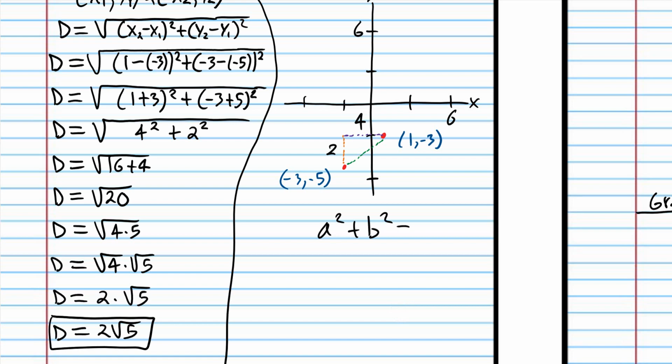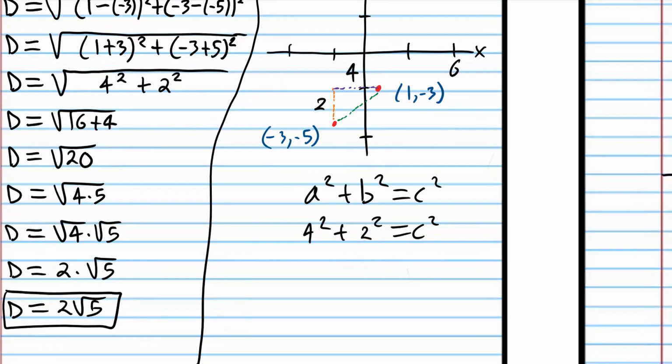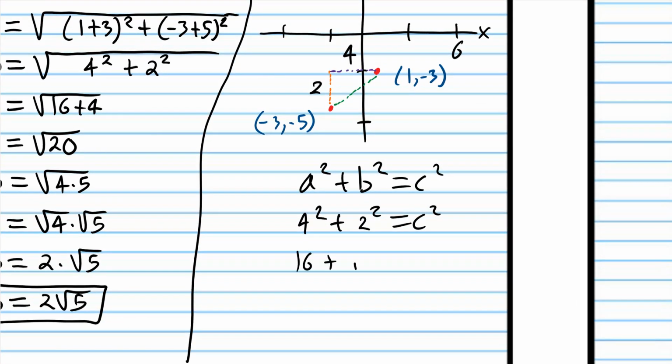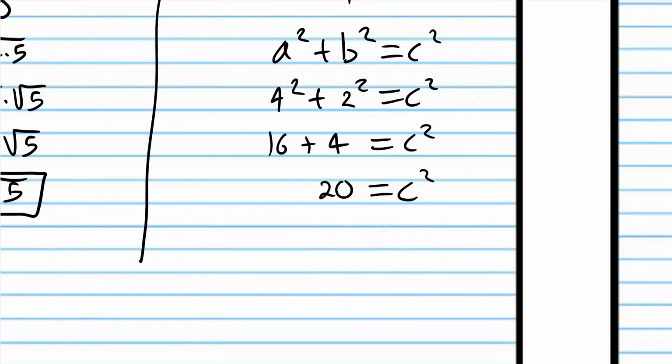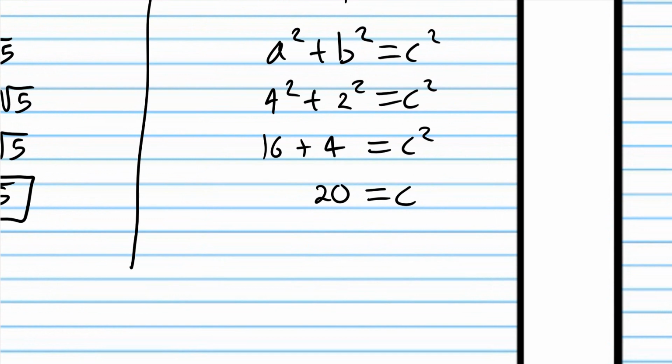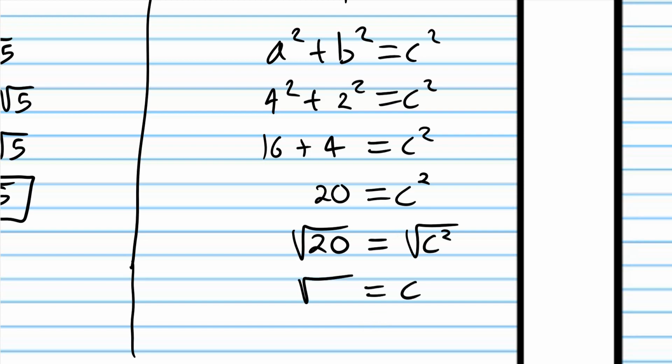We have the legs, so we're going to use the Pythagorean theorem. 4 squared plus 2 squared is equal to c squared. 16 plus 4 is equal to c squared. 16 plus 4 is 20. So now we have c squared. We don't care about c squared. Okay, we want c. So you have to square root both sides. And we have c is equal to square root 20.